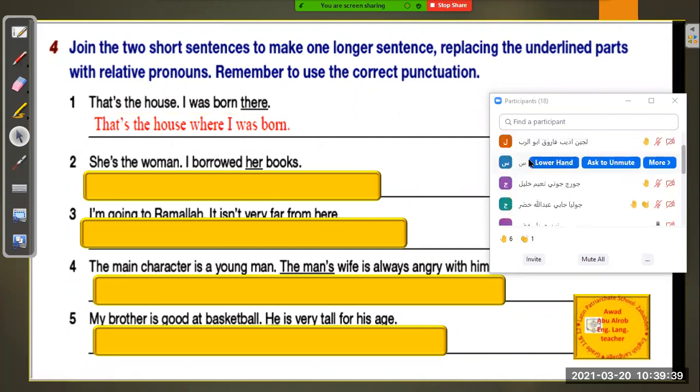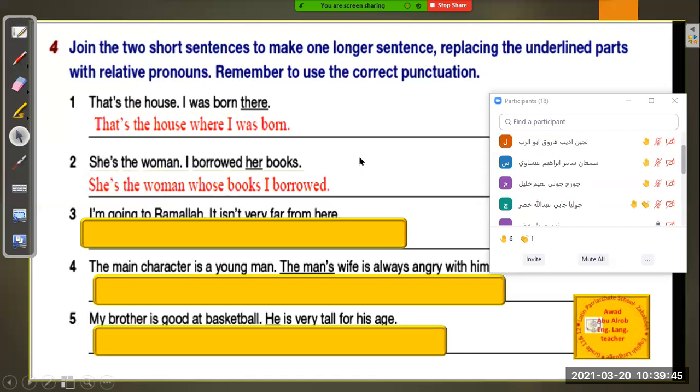Yes, she is the woman I brought her books. She is the woman whose books I brought. Borrowed. Yes, borrowed. Now, number 3, George.